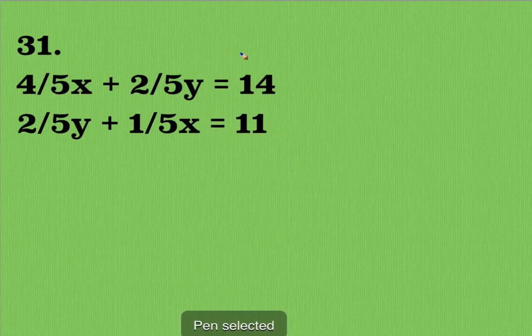So let's work one more out. Number 31, this is 1/5 x plus 2/5 y equals 14, and 2/5 y plus 1/5 x equals 11. They're pretty balanced out in the sense that I have my x and my y's all on my left side. Keep in mind, it doesn't matter. It can be on your left, it can be on your right. The important thing is that they're all on the same side because it's going to make it easier for me to be able to eliminate one of the variables.